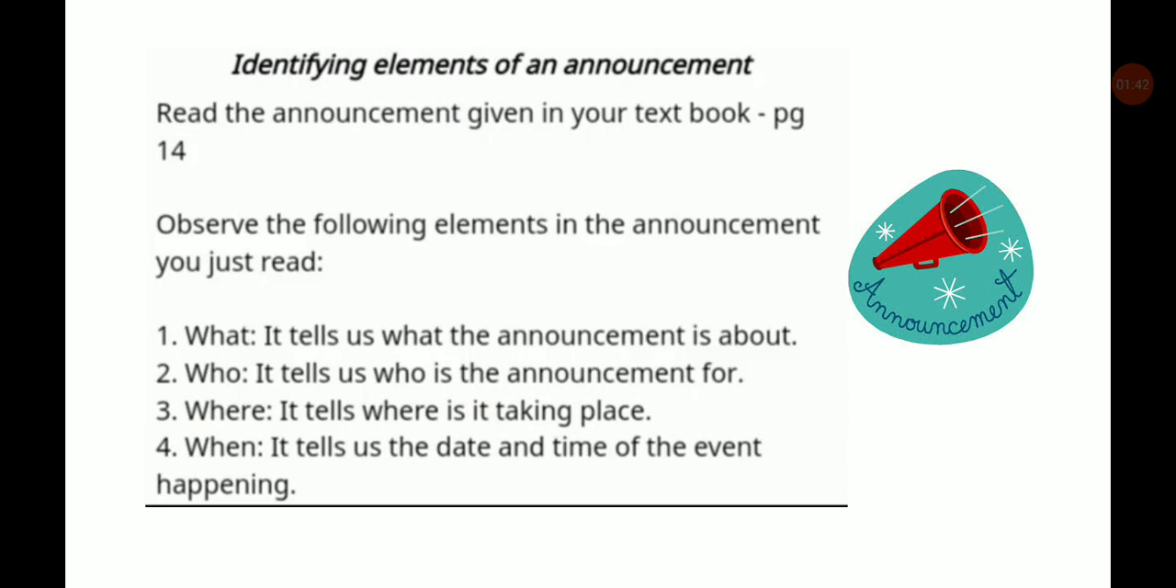The first factor is what. It tells us what the announcement is about. The second is who. It tells us who the announcement is made for. Where? It tells us where it is taking place. When? It tells us the date and time of the event happening. There can be extra information in the announcement, but these 4 factors are very important to identify the announcement.